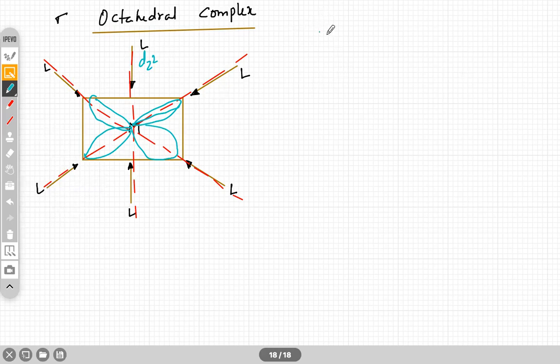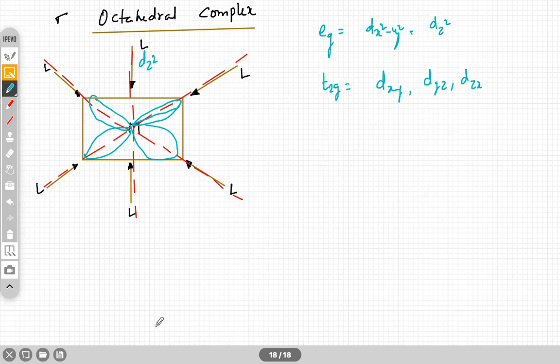So the two sets of orbitals we have are T2G and EG. T2G is all non-axial orbitals: dxy, dyz, and dzx. And EG has two orbitals, which are dx square y square and dz square. So when the ligands approach the metal to form an octahedral complex, the EG orbitals will have more repulsion and go to the higher energy level, and T2G will come down to the lower energy level, by maintaining the average energy of the complex.